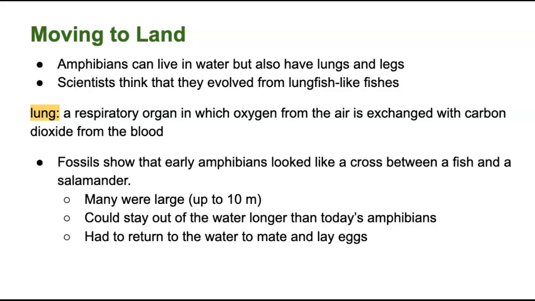Fossils show that early amphibians, predecessors to the ones that we see running around today, had some characteristics that were more like a fish and some that perhaps were more like a modern-day salamander. These guys had some other adaptations we don't see today that made them even more successful on land. For one thing, they were much larger. They were up to 10 meters long, and they could live out of the water for a longer period of time. We'll talk about why in a little bit.